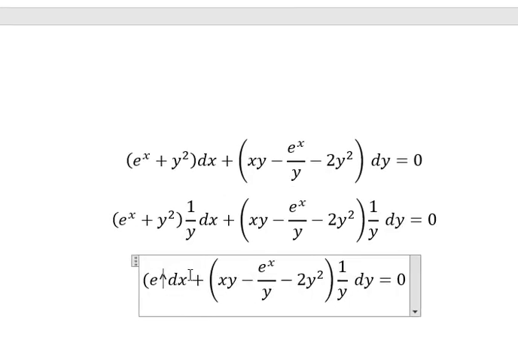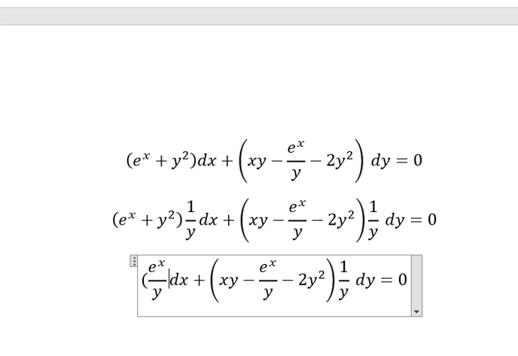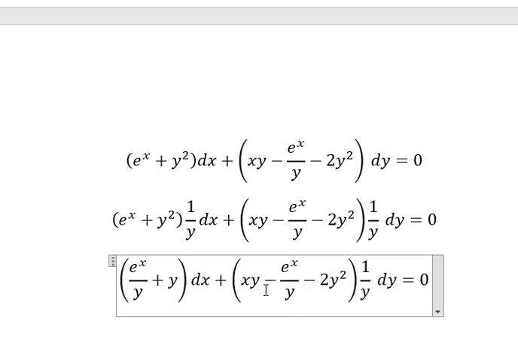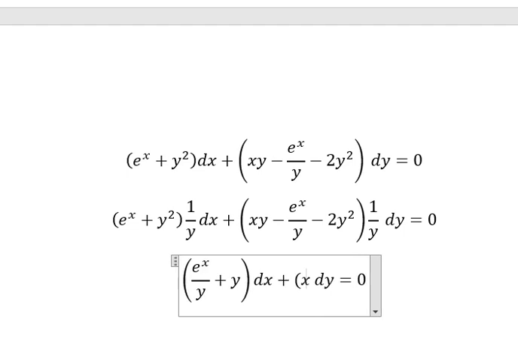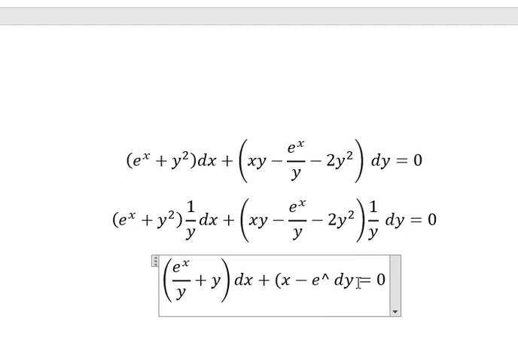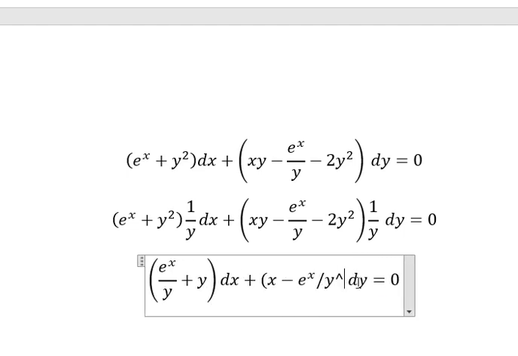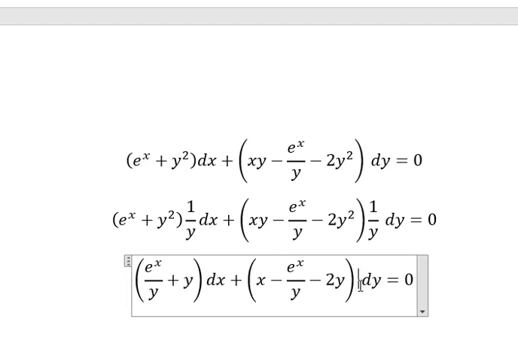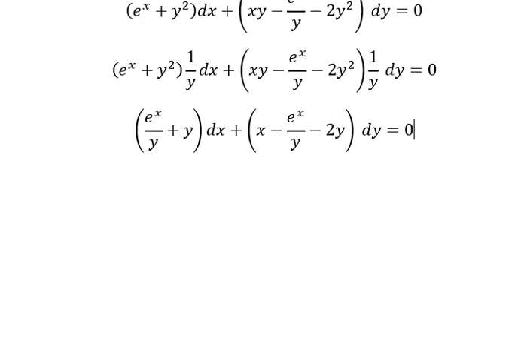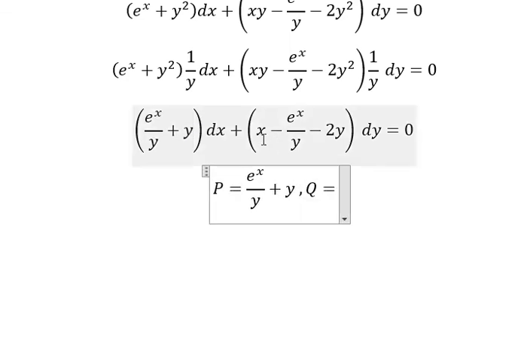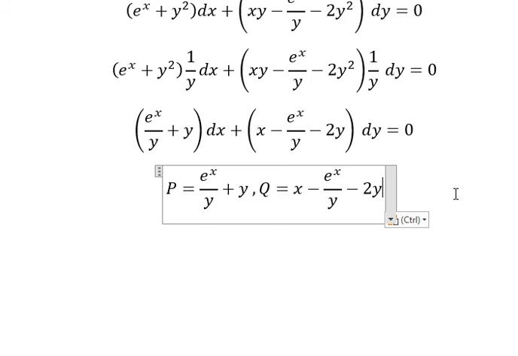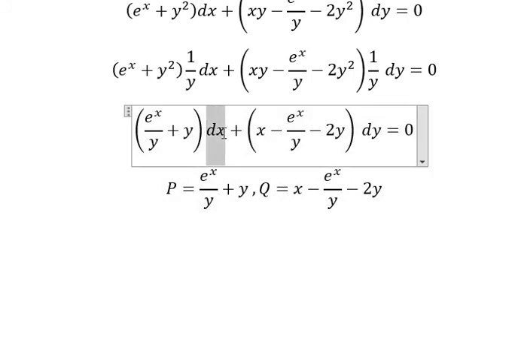So we have e to the power of s over y plus y. This one we have s minus e to the power of s over y minus 2y. And now I will put about b equals to this one, and q equals to this one. So we have the s.